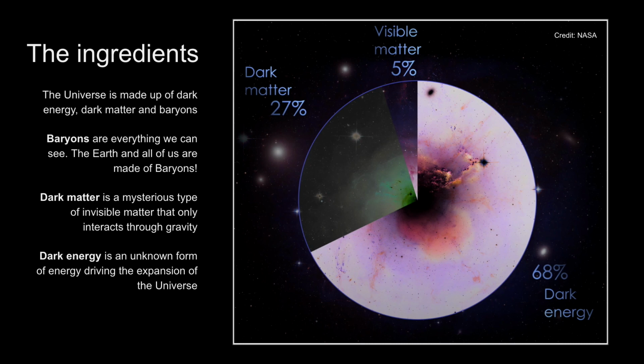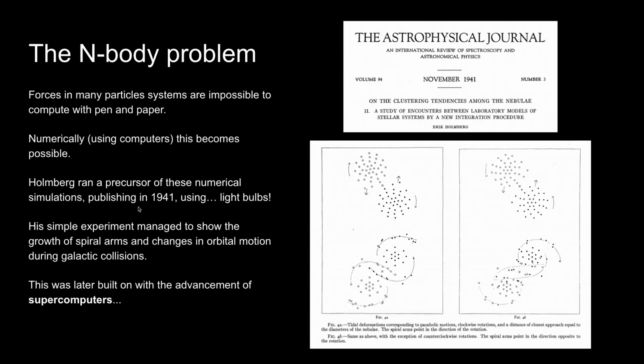So that's the what we need. We now need a how. And for that, we have to jump back to the 1940s. There are many, many complicated processes going on in the universe, but the most important is likely gravity, and it's also one of the more simple. But it's in fact where we run into our first problem.